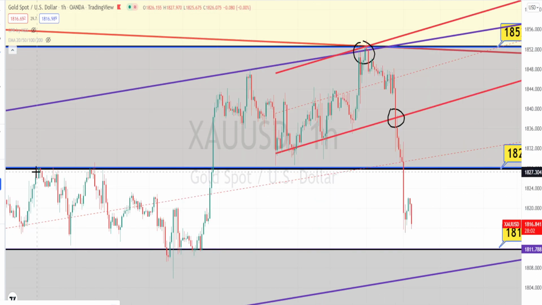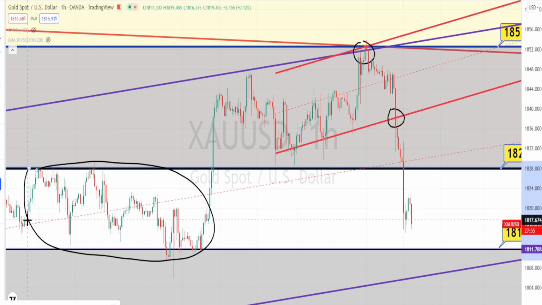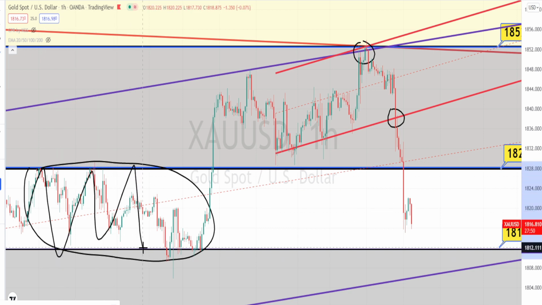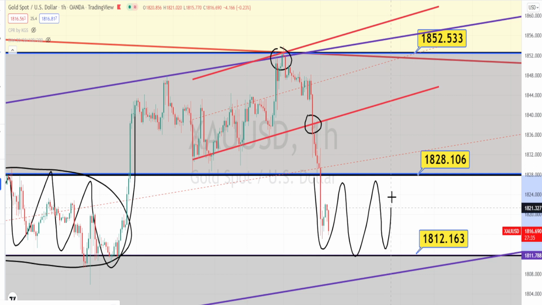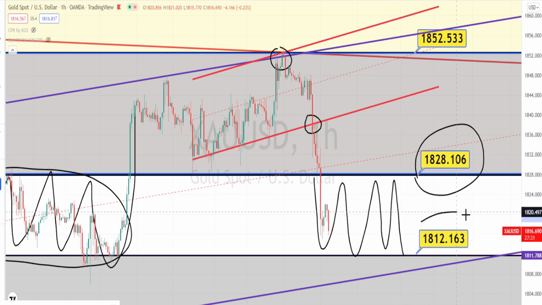When we look at the past price action on the left hand side, we can notice that the price had consolidated within this resistance and support level for very long time, then the trend reversal has happened. So we can expect the current price action also do a similar price action. So we can expect the price action to consolidate within this support and resistance level of 1828 and 1812.